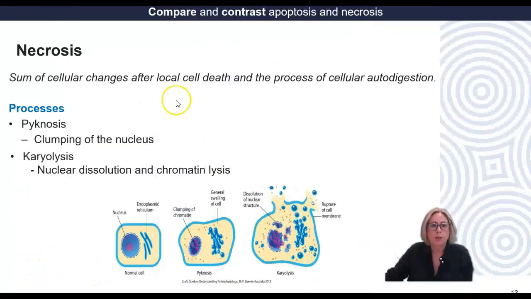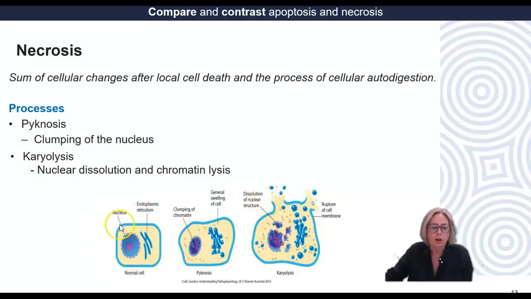On the other hand, now let's look at necrosis. Necrosis is the result of a sum of cellular changes after local cell death and the process of cellular autodigestion or autolysis. It does consist of phases as well. So there's this early pycnosis phase and this later karyolysis.